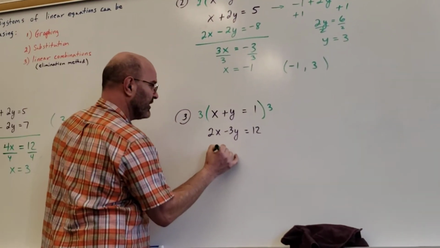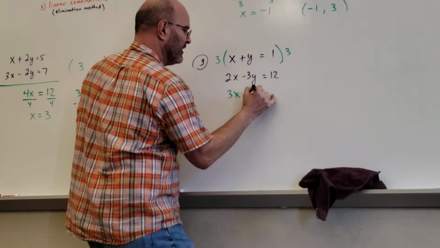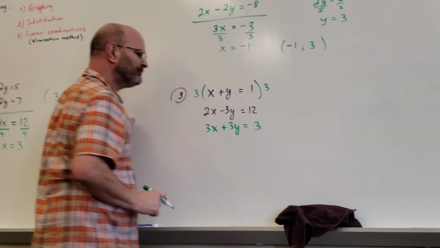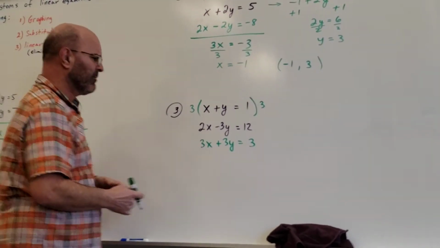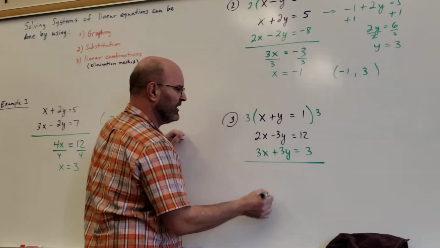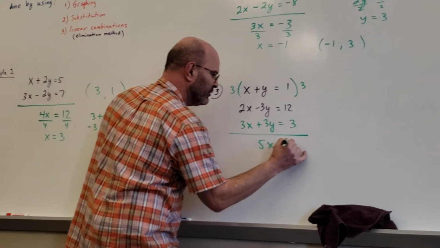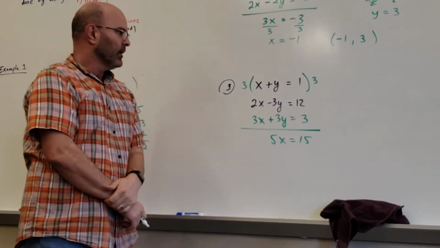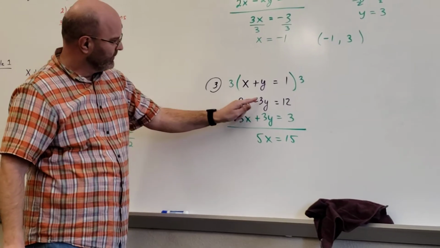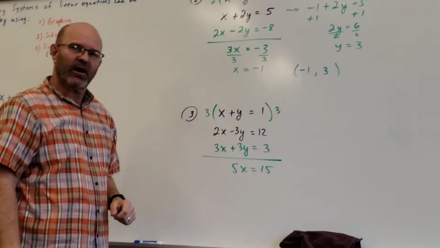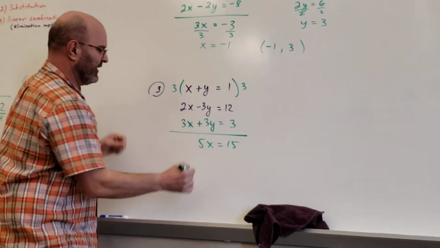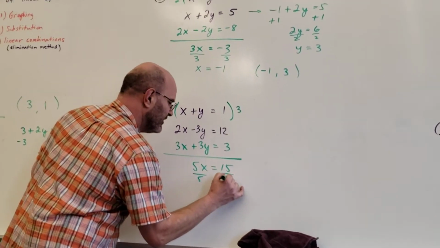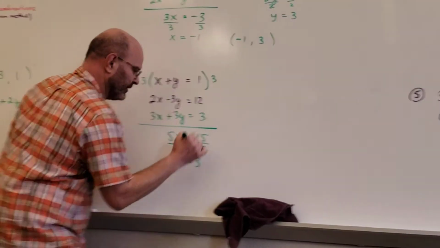This gives me 3x plus 3y equals 3. And now a very similar thing is happening. I add these two equations together, I get 5x equals 15. What happened to the y's? They dropped out because those coefficients are opposites, right? If I divide by 5, I'm getting x equals 3.